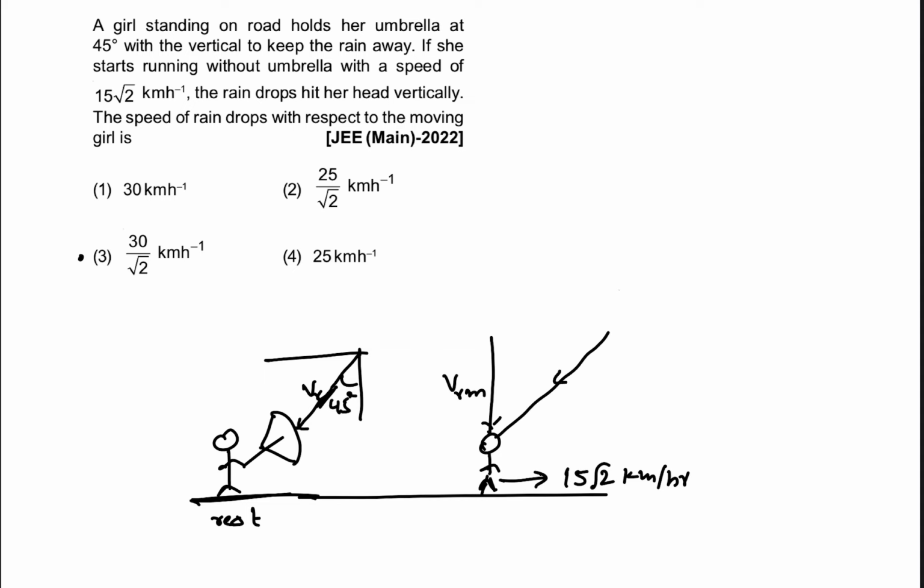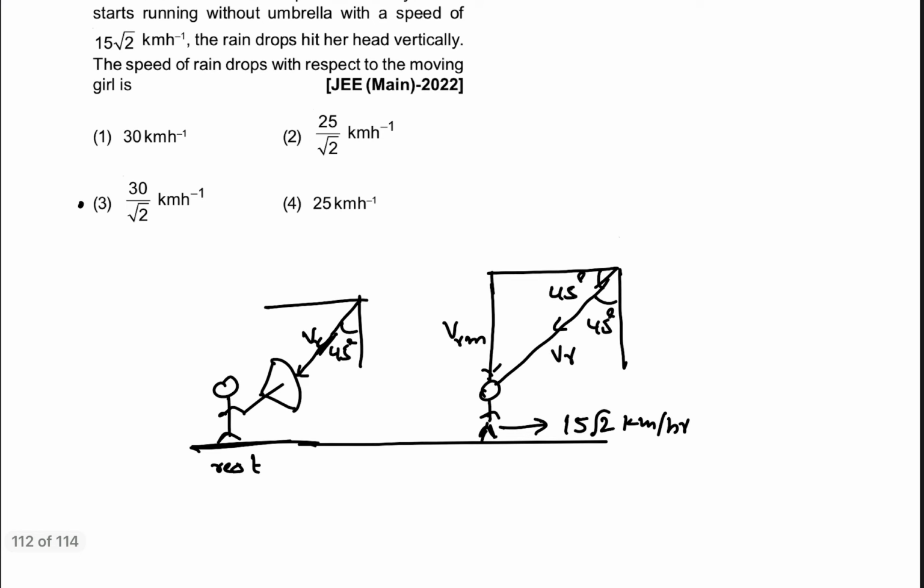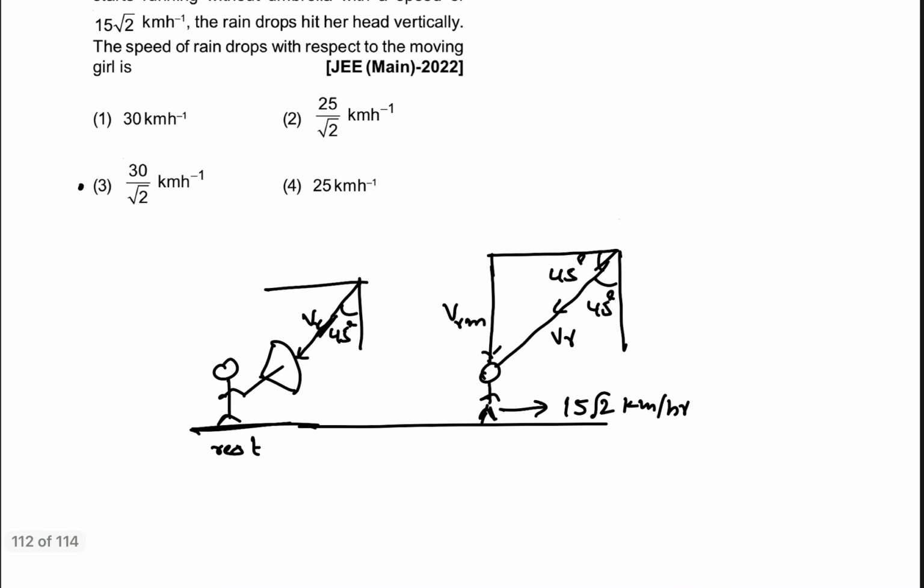Velocity of rain with respect to man is like that. Now still we can observe that the velocity of rain is making an angle of how much here? 45 degrees only with horizontal, and similarly with vertical. Okay, now according to the question they are asking what is the velocity of rain with respect to the girl. Okay, tan 45 degrees we can write it as opposite over adjacent.